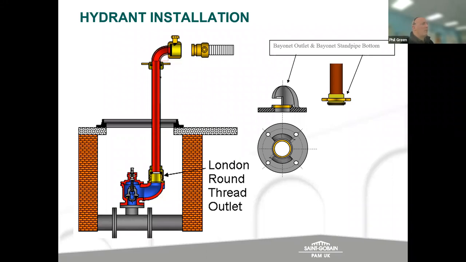And in terms of the bayonet types, particularly in Ireland, there's a type called a Dublin bayonet outlet. I don't know if that's still in use in Ireland at the moment, but that was one of the different types of outlets that we used to supply on hydrants. We tend to use what we call the London round thread now, because that's become the common one that's used, but there may be historical valves in the ground that have got bayonet type outlets on them, depending upon the region and the different fire requirements in those particular regions.